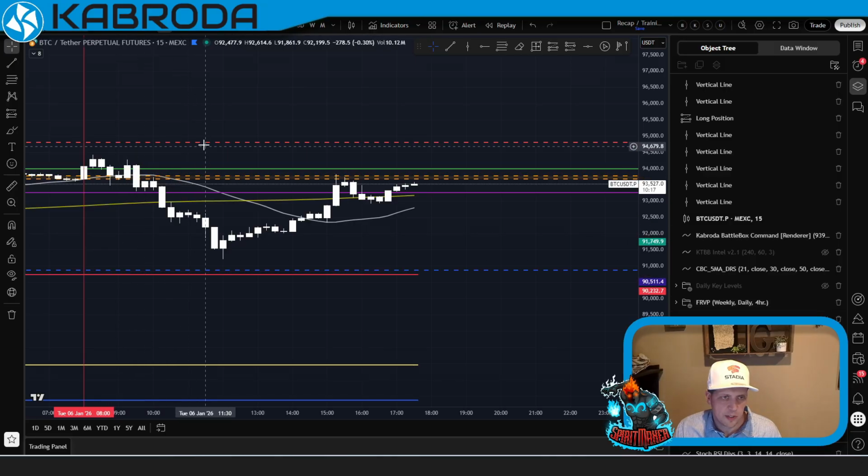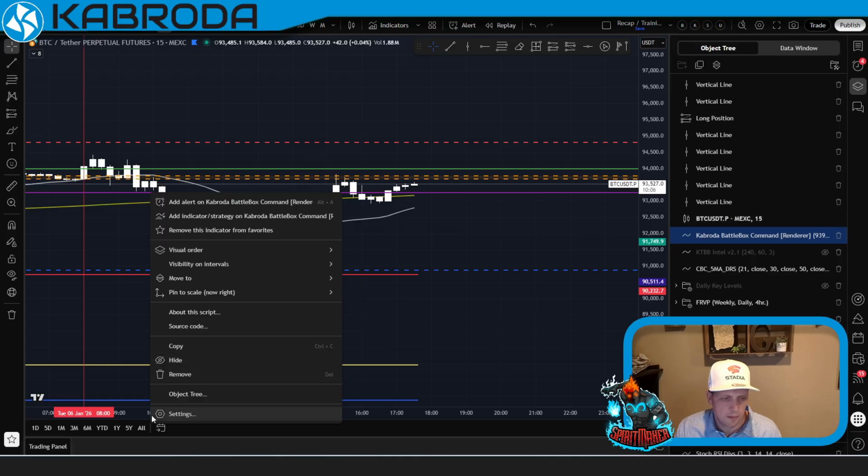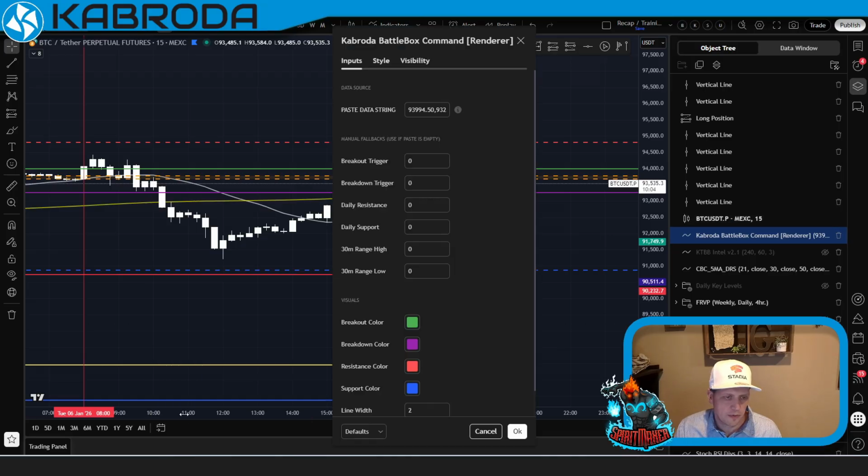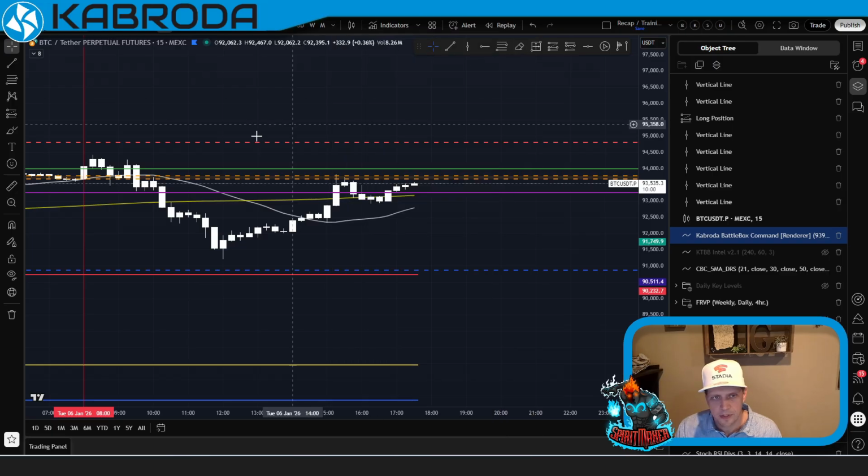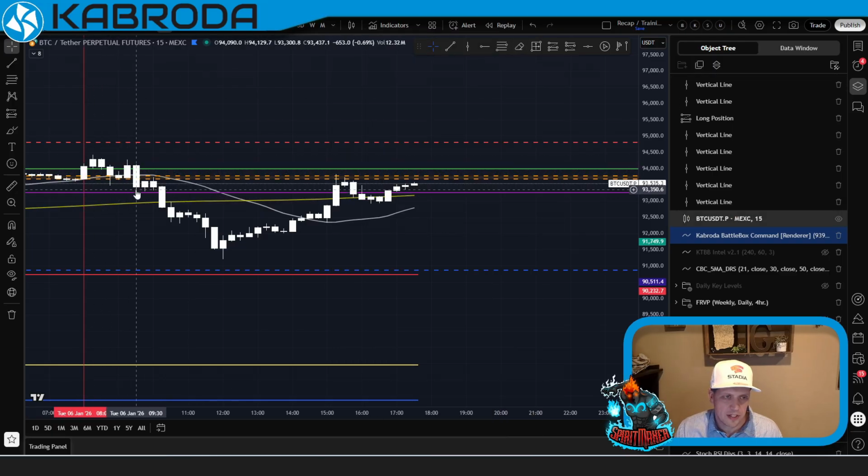If you're asking how we got those, we have them built from the engine inside Kabroda.com. You just basically get the indicator from TradingView, and then from there you can just drop them in there, and that's it. It puts them on there for you. The reason why we like these levels is because you can just sit back and let the market tell you what it's going to do.